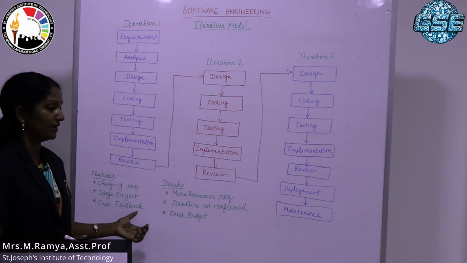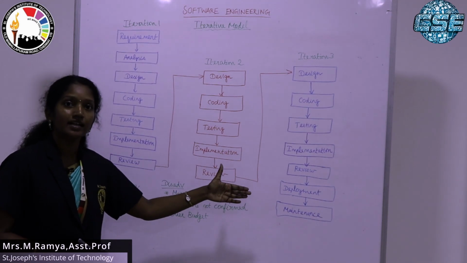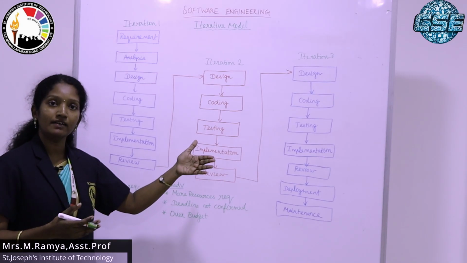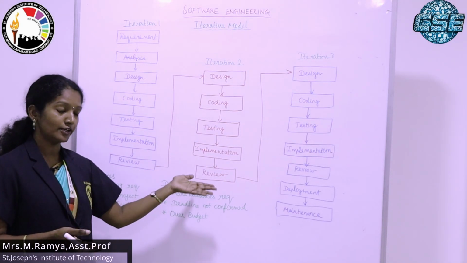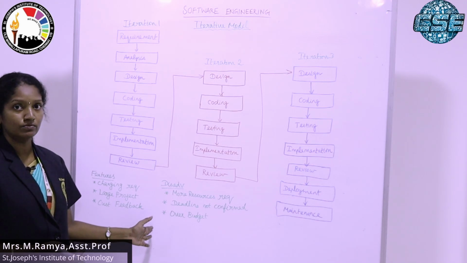Next one is customer feedback. Here we often get feedback from the customer, and based on the feedback we change the design, and again we provide that to the customer. So these are all the features of the iterative model.